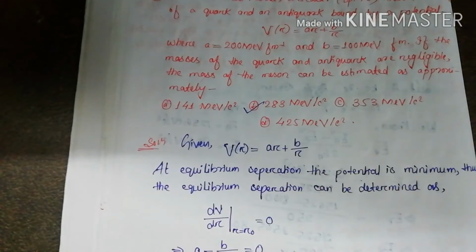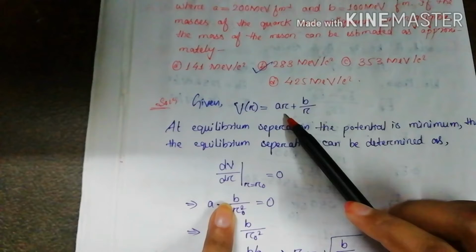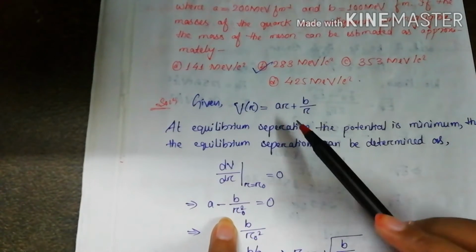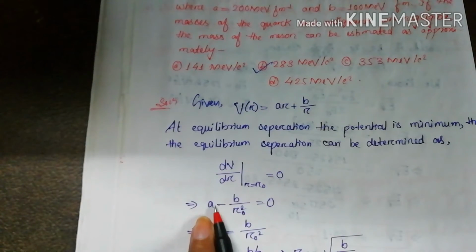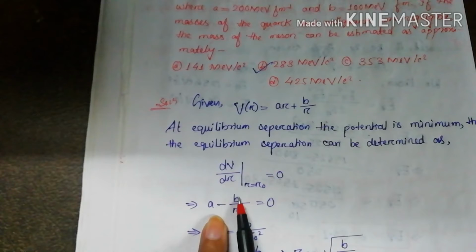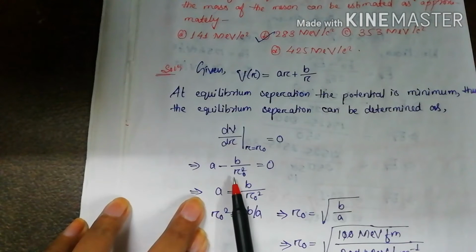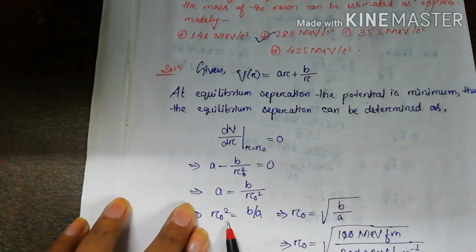So now let's start. First of all, we will differentiate the potential. On differentiating the potential, what will you have? A minus, because A is constant and d/dr of r is 1. Here B is a constant term, and 1 by r on differentiating gives you 1 by r naught square. I have taken r equal to r naught, right? Now it will give you A equals, taking this term to the right hand side, B by r naught square, so r naught square is equal to B by A, and finally r naught is equal to root over B by A.